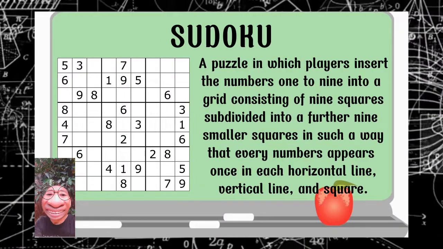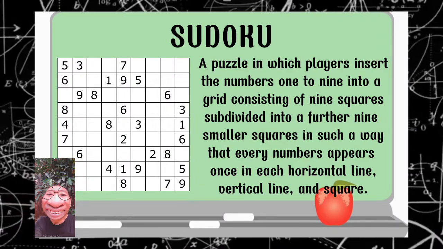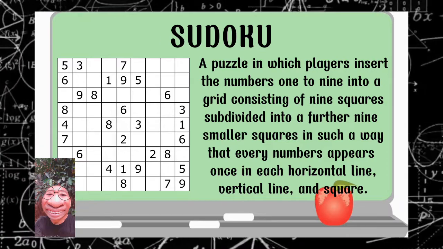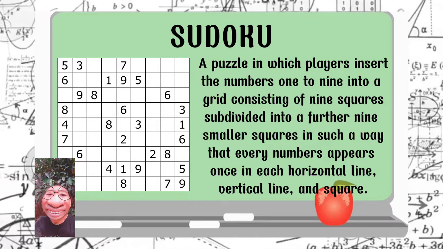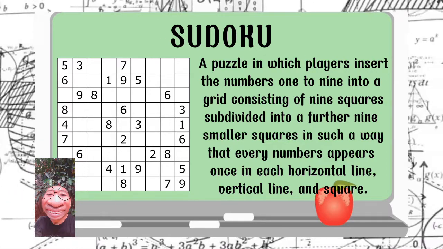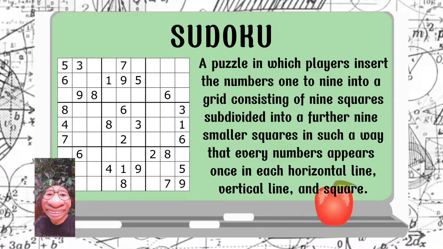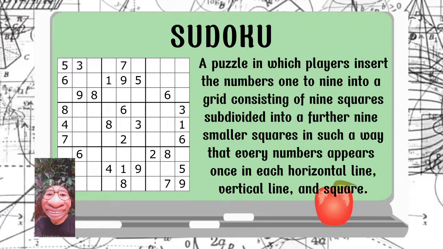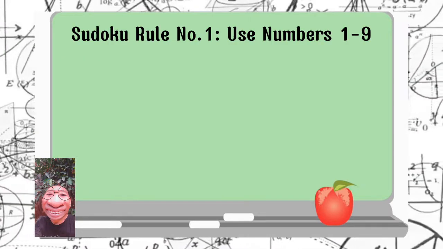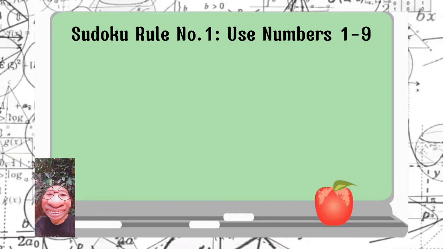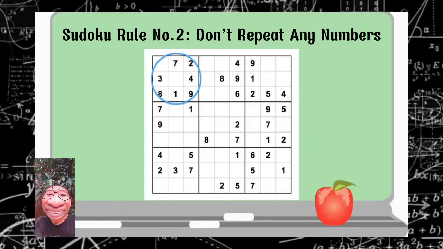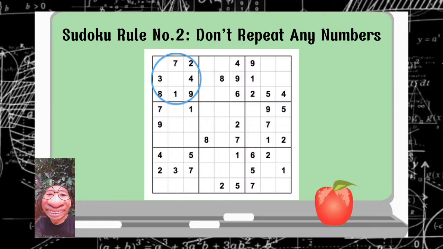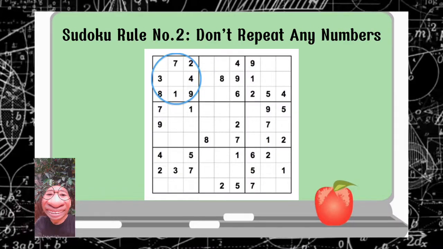Sudoku is a puzzle in which players insert the numbers 1 to 9 into a grid consisting of 9 squares subdivided into a further 9 smaller squares in such a way that every number appears once in each horizontal line, vertical line, and square. Sudoku rule number 1. Use numbers 1 to 9. Sudoku rule number 2. Don't repeat any numbers.